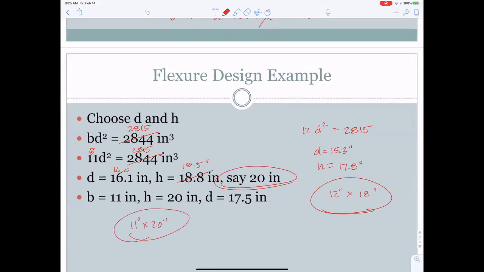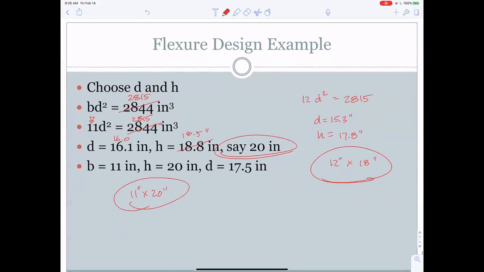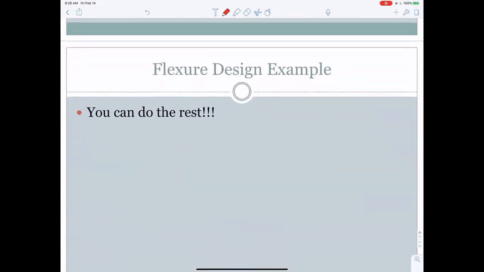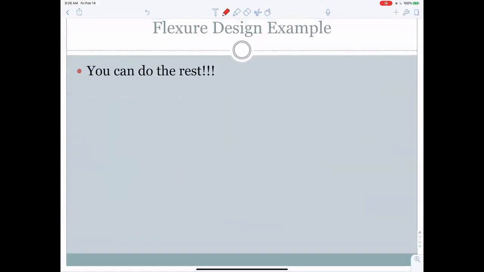So this is an example of how either of these would have worked, and it'd be fine. There are many solutions to this. Now that I'm redoing it, I think I prefer that. It's just way easier to build something that's 12 inches by 18 inches than 11 by 20. And then you can do the rest. Okay, so that's how to size the beam.